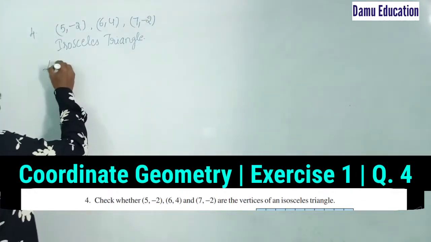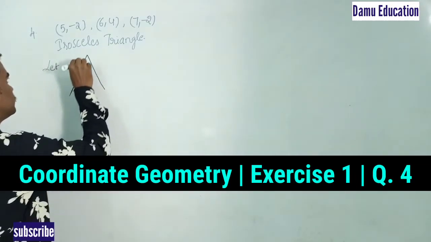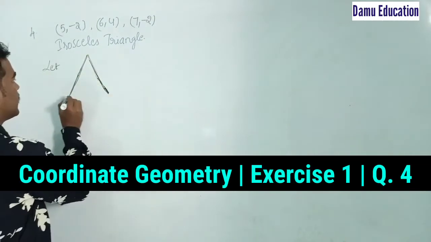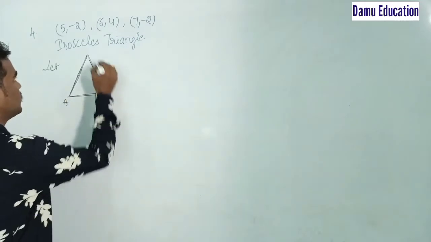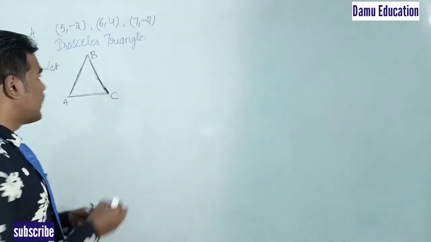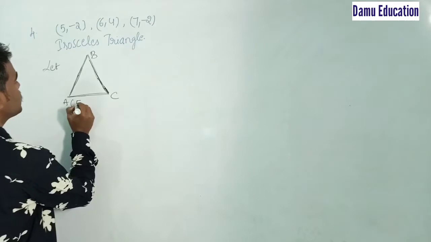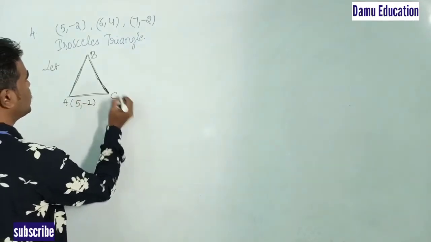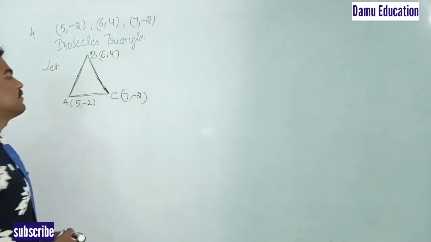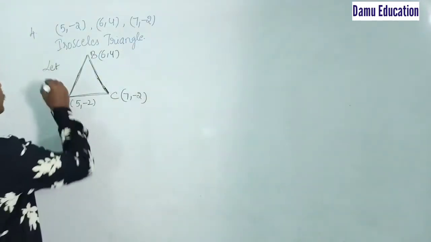So this is isosceles triangle ABC. Let's consider triangle ABC, and the vertices are: A is (5, -2), B is (6, 4) and C is (7, -2). These are the vertices. Let's assume this is an isosceles triangle. We are assuming that for the points.